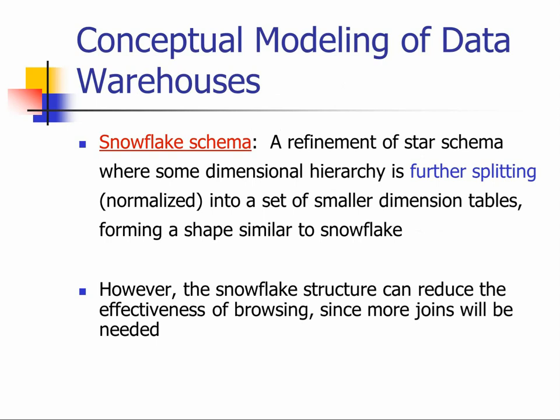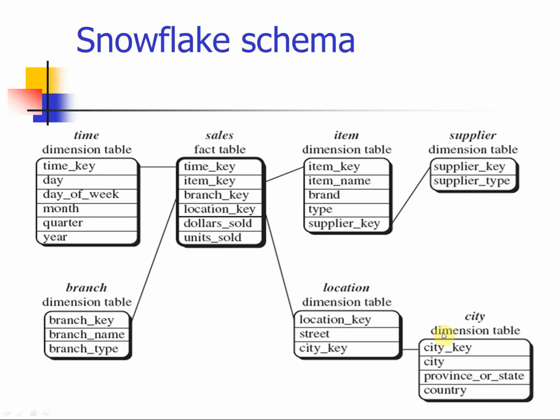Snowflake schema is actually a little bit deeper than our star schema. Snowflake schema is a refinement of the star schema where some dimension hierarchy is further split. So it can create more layers in the dimensions, into a set of smaller dimension tables, forming a shape similar to a snowflake. However, the snowflake structure can reduce the effectiveness of browsing since more joins will be needed. And of course, you would understand this part when you learn about databases.